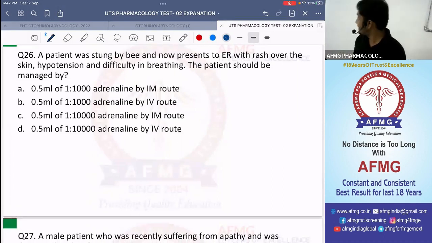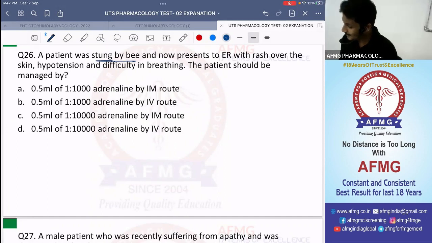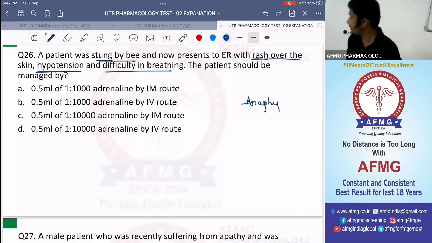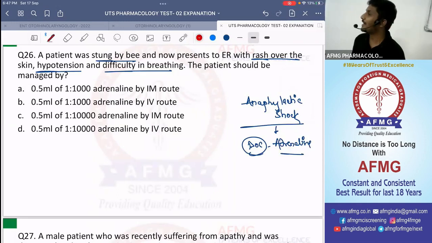Question number 26 now. A patient was stung by a bee and now presents to the emergency room with rash all over the body, hypotension and difficulty in breathing. Classical signs of which shock in the patient? Anaphylactic shock. And what is the drug for anaphylaxis? Definitely adrenaline. What is the dilution which is given? 1:1000. By which route?